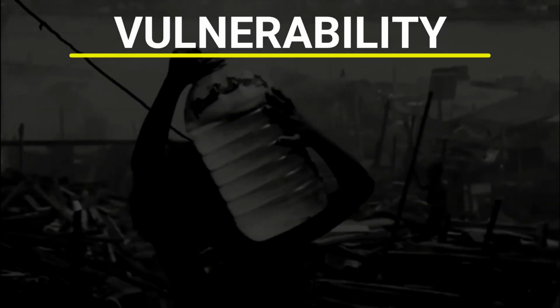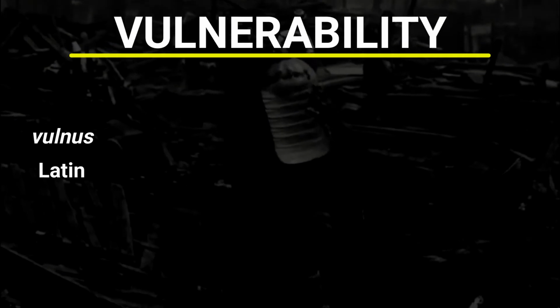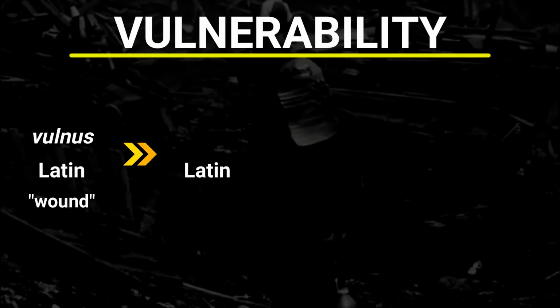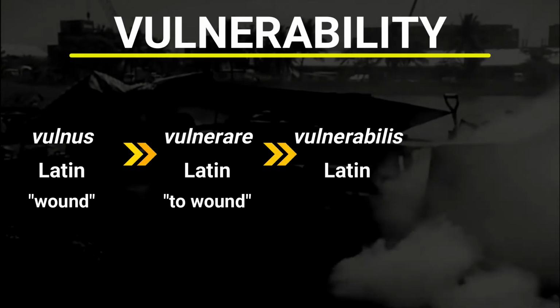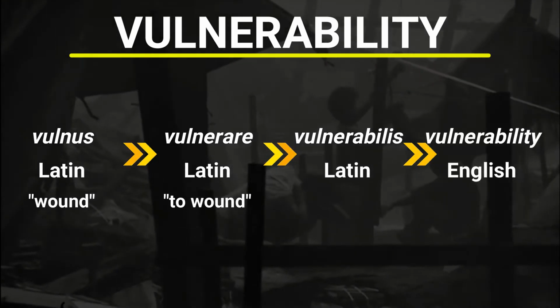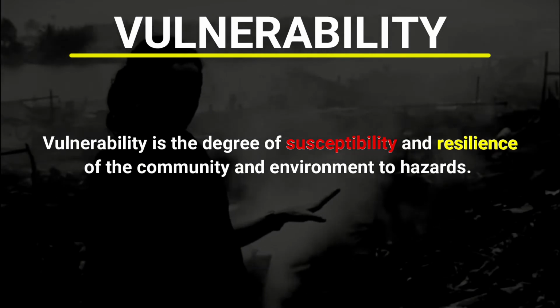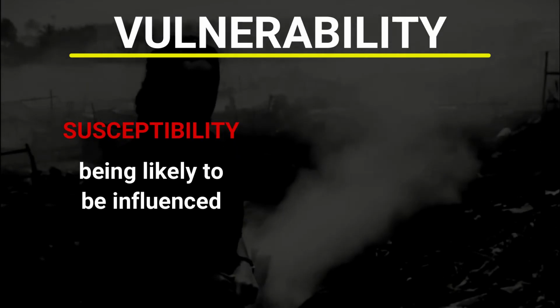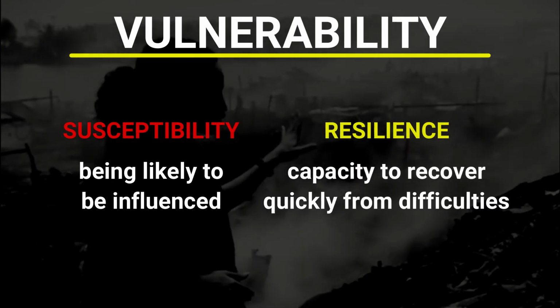The word vulnerability traces its roots to the Latin word vulnus, which means wound, that became the Latin word vulnerare, meaning to wound, to the late Latin word vulnerabilis, where the English word vulnerability came from. Vulnerability is the degree of susceptibility and resilience of the community and environment to hazards. Susceptibility means being likely to be influenced. Resilience means the capacity to recover quickly from difficulties.